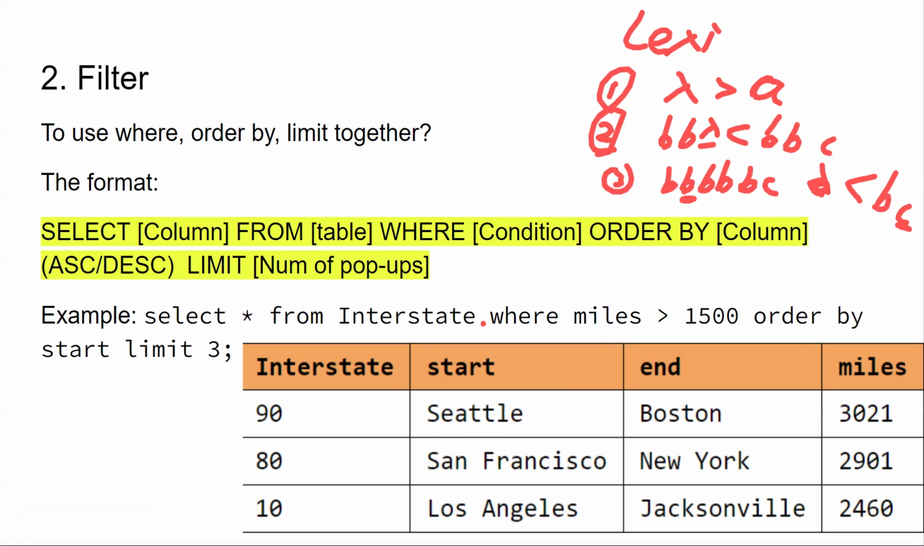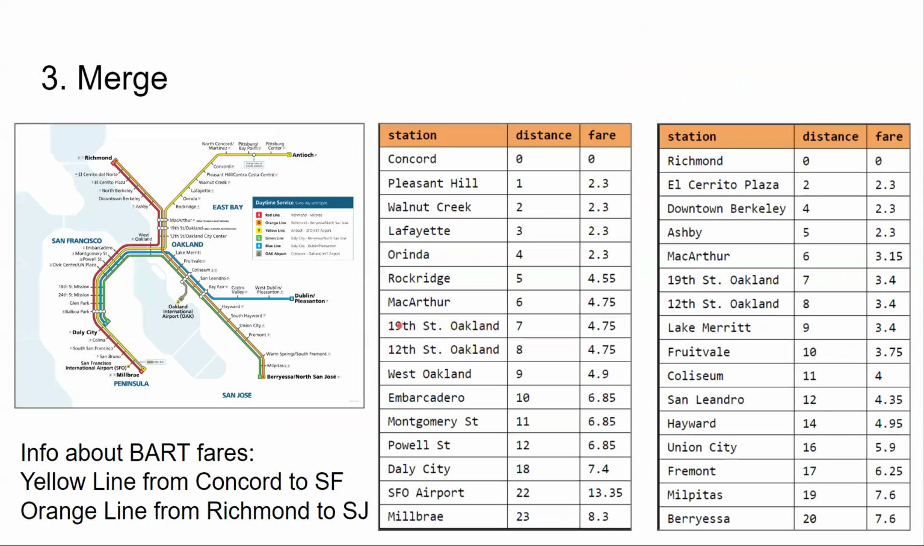Okay, so we are going to talk about merging two tables together. So far, we have only talked about one table. We are provided the information of the BART, the subway system of the SF Bay Area, and we have the information about the BART fare.